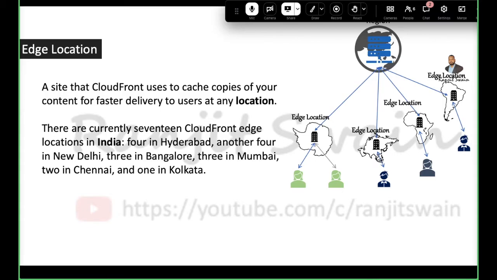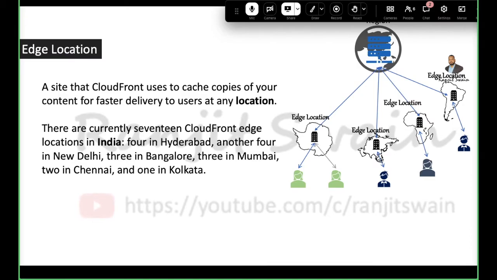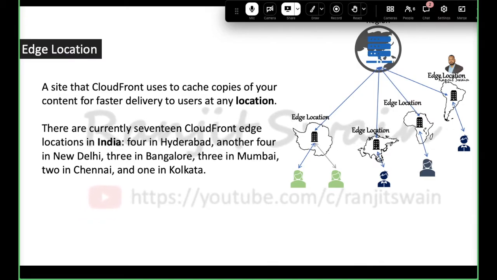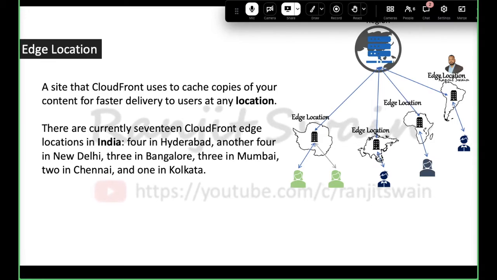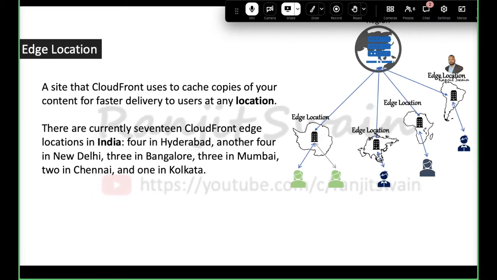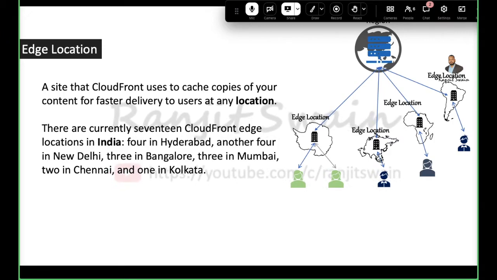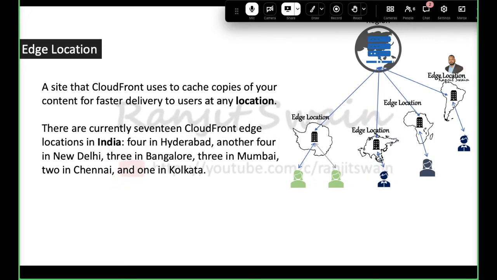As you were saying, CloudFront creates a cache for whatever content users are looking for. So will the cache be user specific or edge location specific? That's the first question. And the second one is, what is the time duration for which the cache persists there? When will this cache be removed? So there will be some time limitations also.